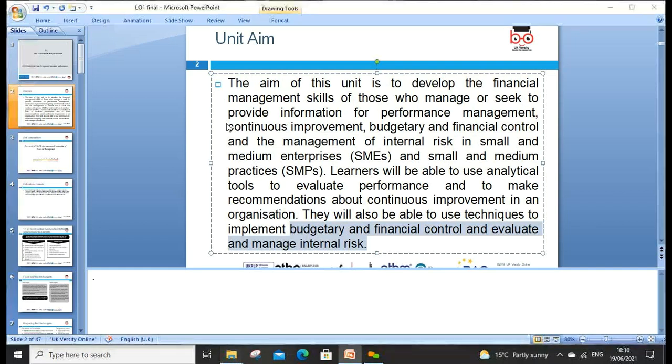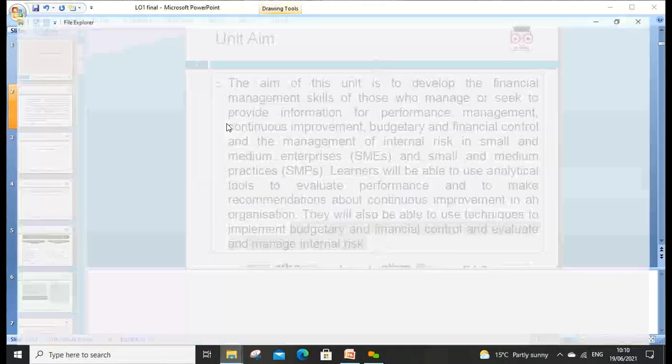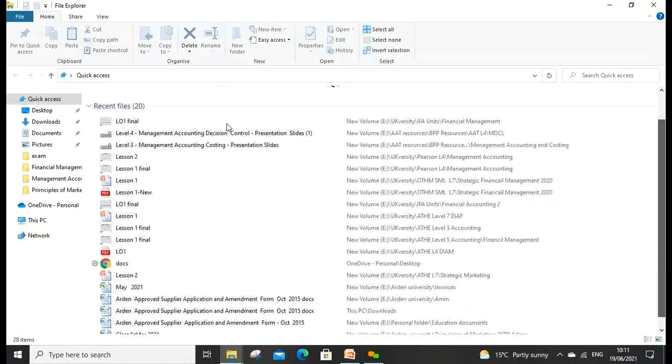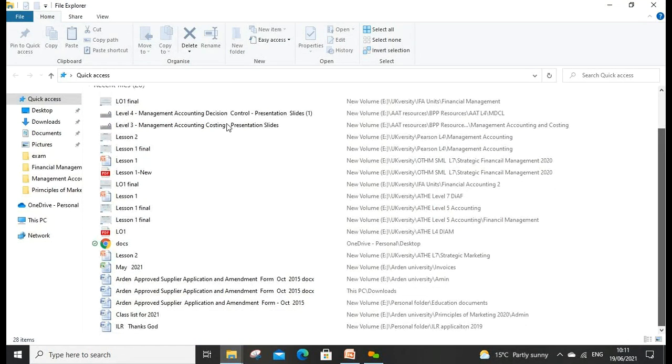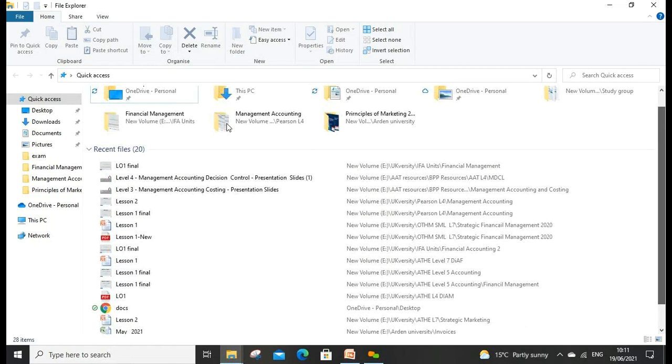Okay. For this unit, I can show you, we have five learning outcomes, which we will go through, one learning outcome each week.